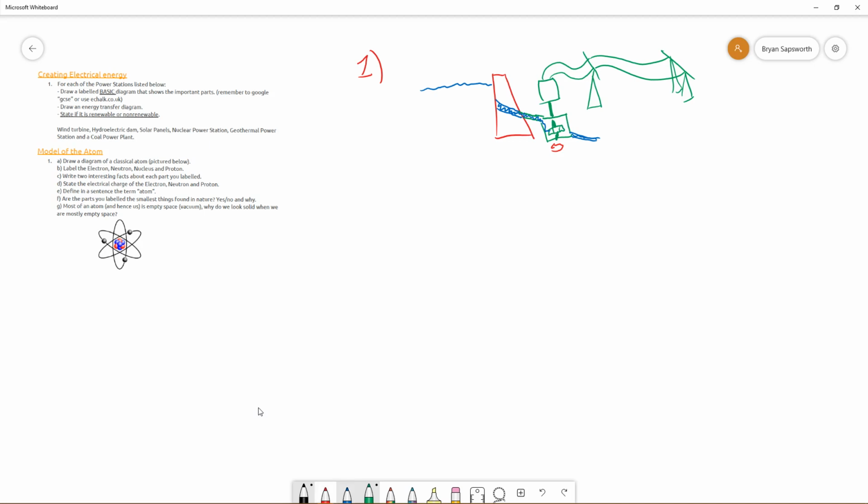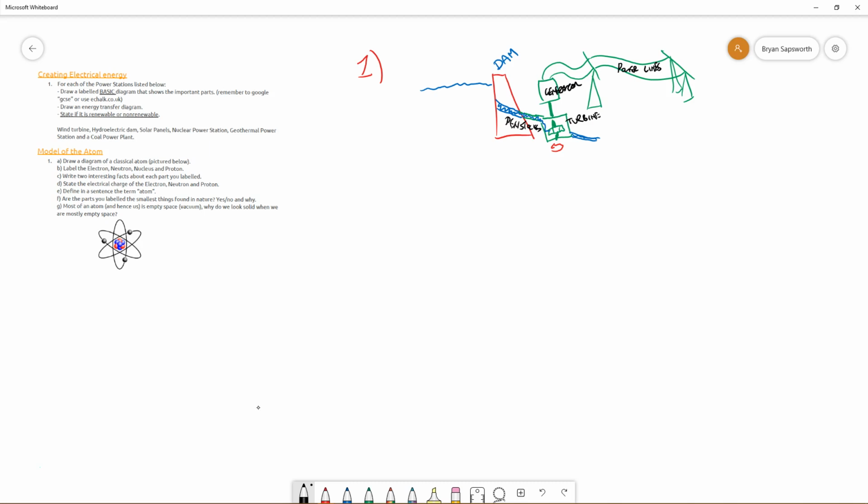So labeling the important things, obviously that's the dam. We have got a turbine. That's the penstocks. That's the generator. And power lines. Okay, now, it says here, draw a labeled basic diagram. Good. Okay, draw an energy transfer diagram.